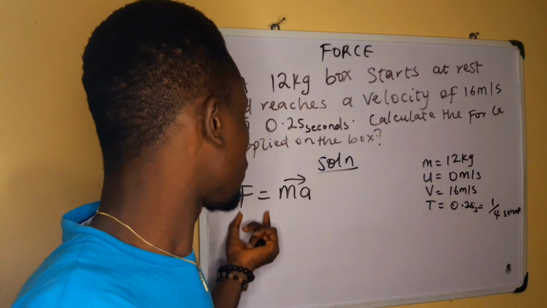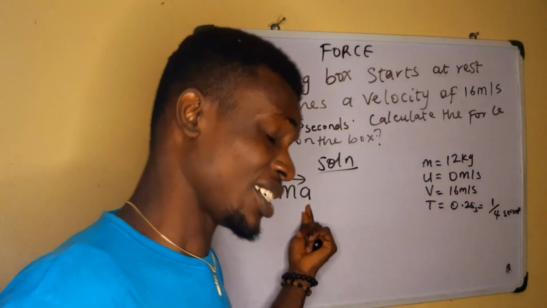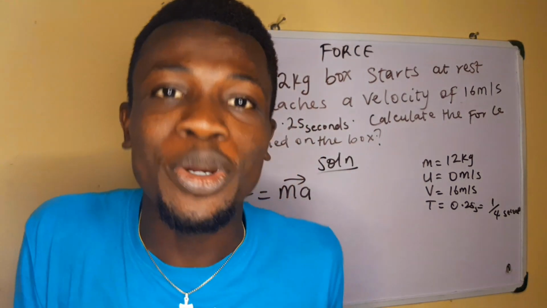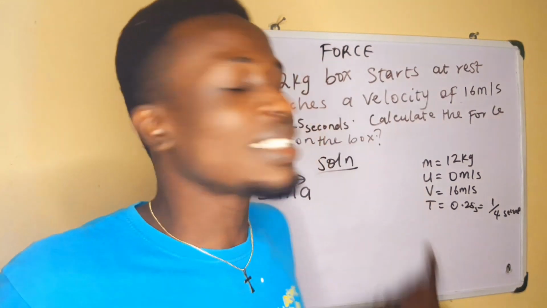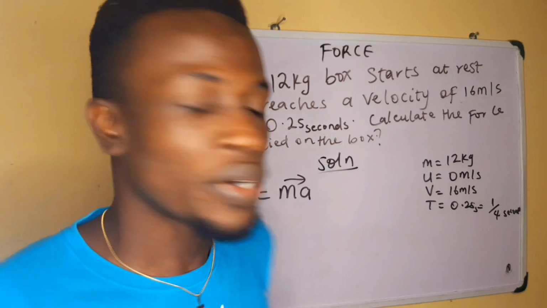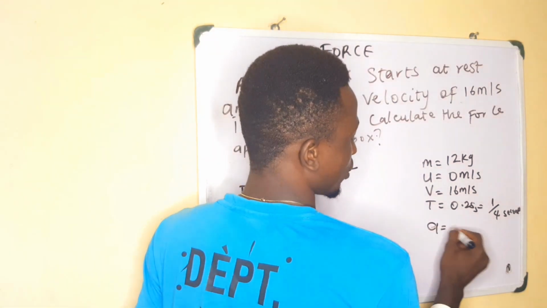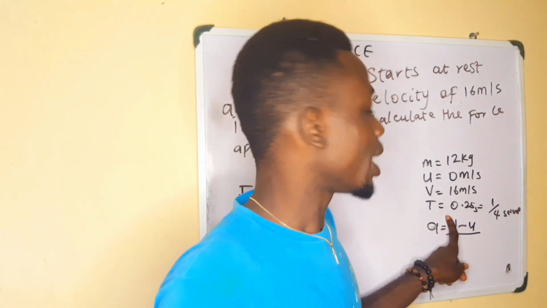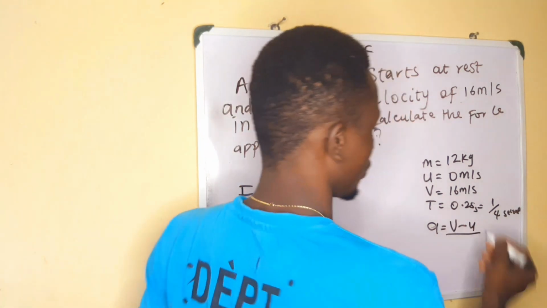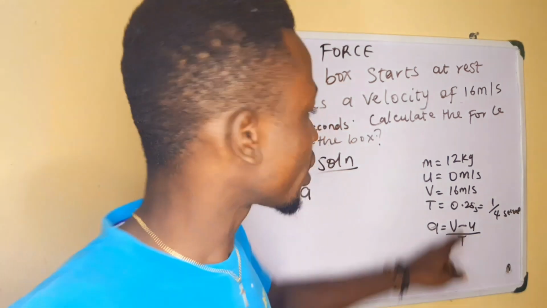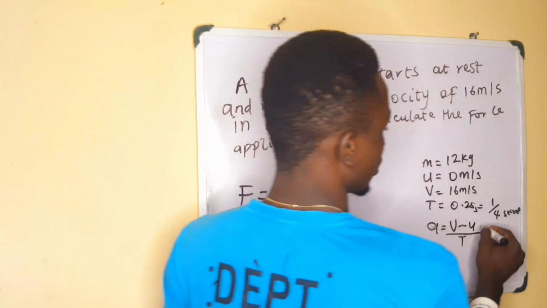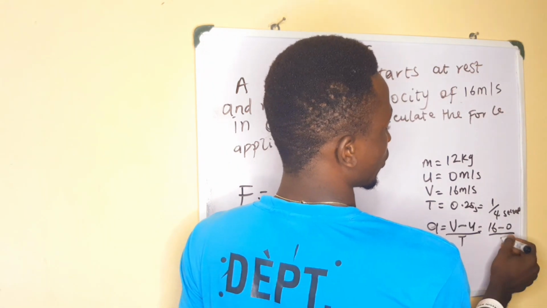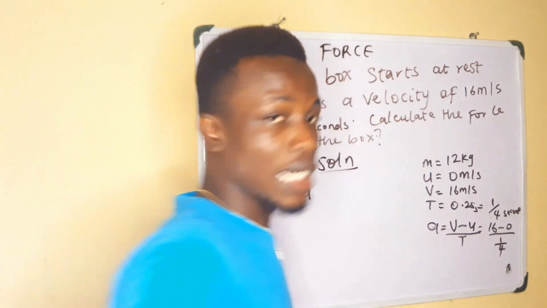Now, what do we need to solve for force? We need the mass and the acceleration, but we are given just the mass, the velocity, and the time. So we have to use the parameters given here to find the acceleration. If you don't already know, acceleration is equal to the change in velocity, that is the final velocity minus the initial velocity, all over the time. So let me just input these values that we have here. So it's going to be 16 minus 0 all over 1/4. I hope you are following.